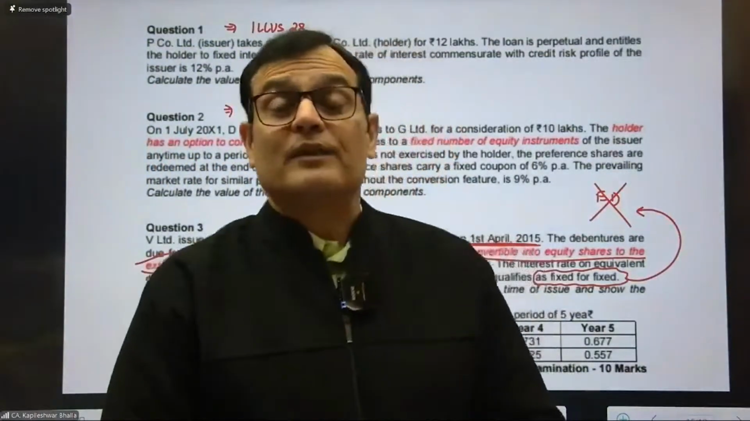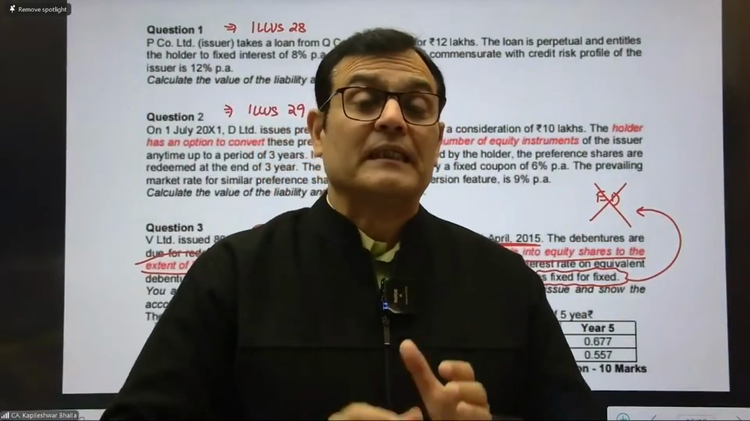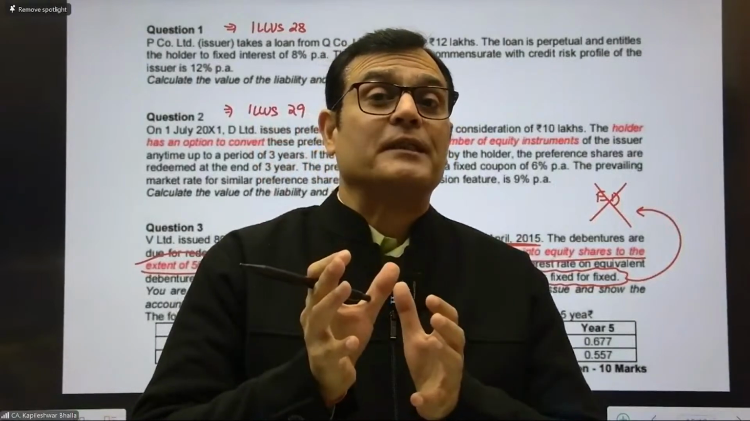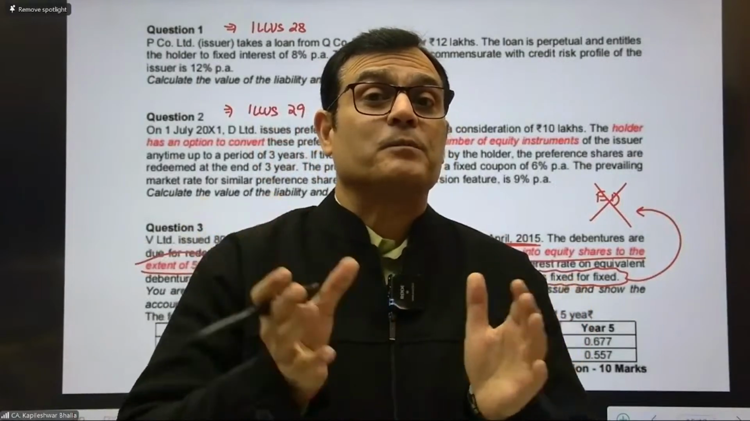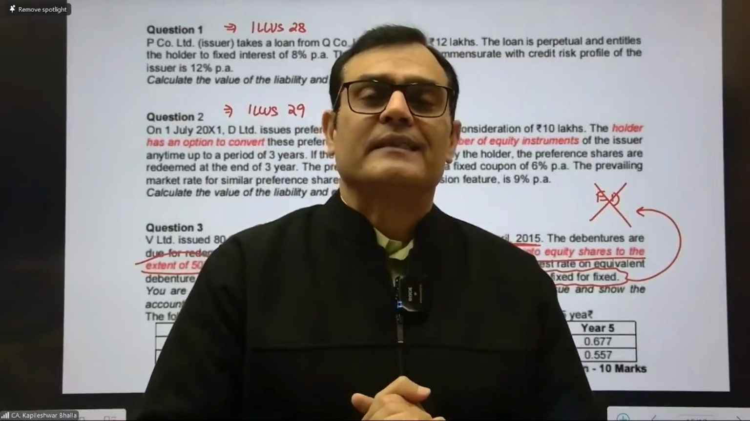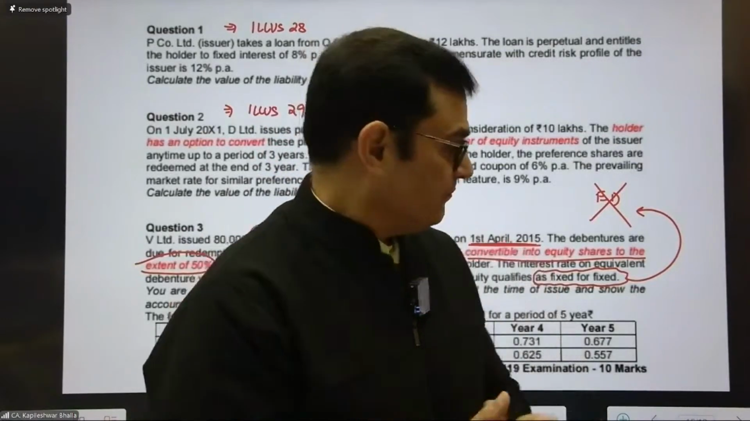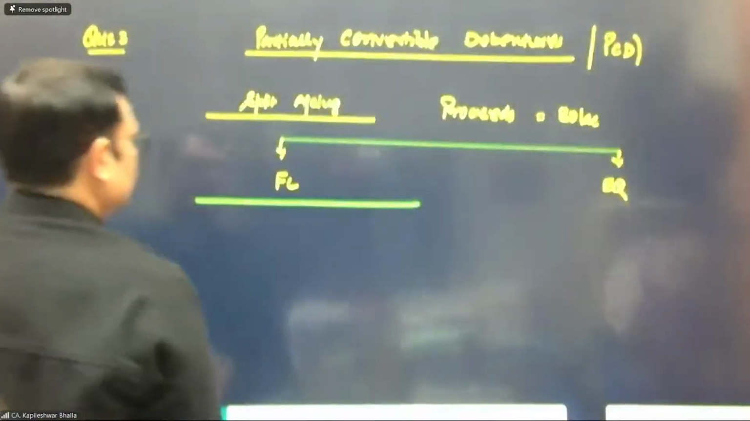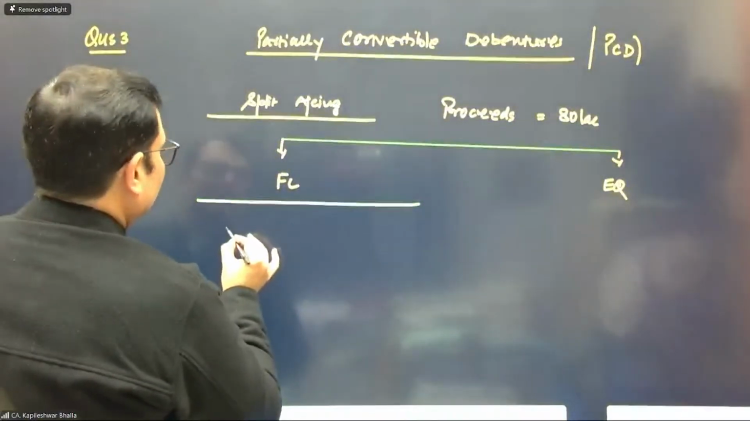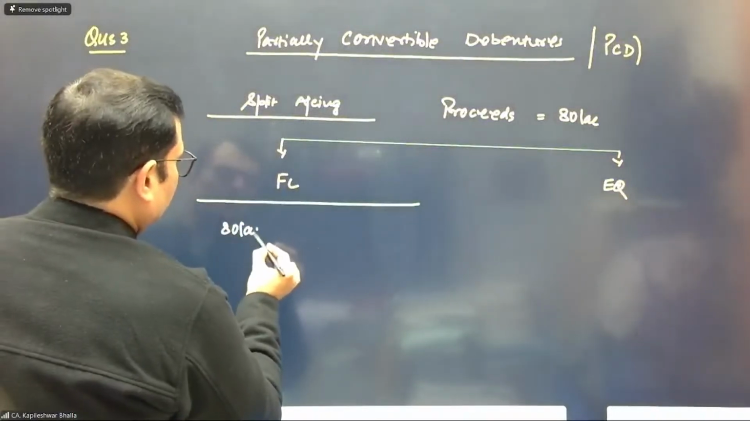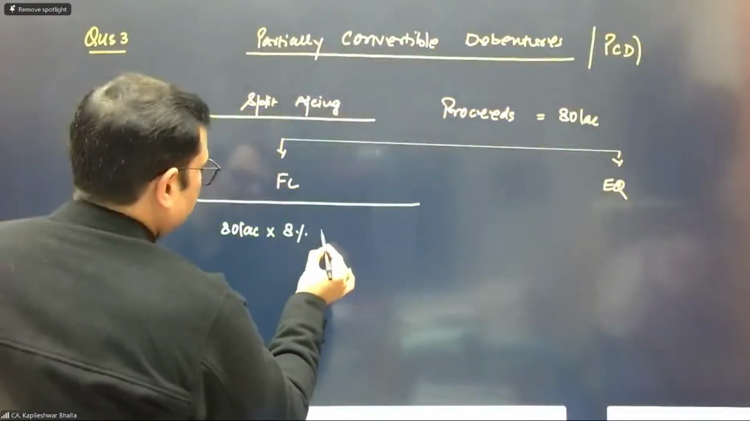So when you're going to calculate the financial liability for this instrument, since half the money is paid in shares and half the money is paid in cash, we will consider only 50% in FL. So let's consider the financial liability element. On 80 lakh rupees, the coupon rate is 8%.